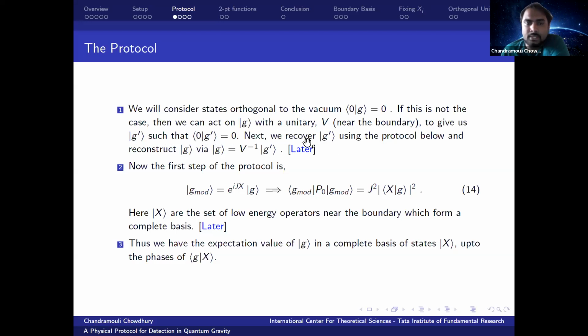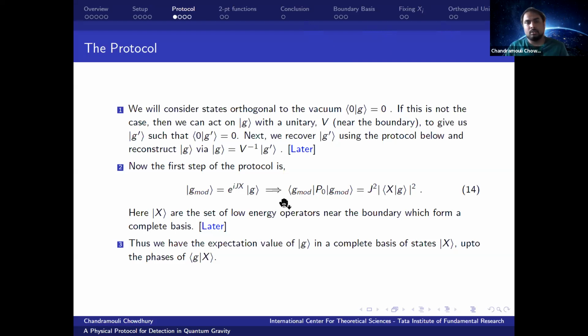Then using the protocol, which I'll describe below in more detail, I can recover G prime. And then I can reconstruct G by acting with the inverse of the unitary. We have an explicit construction in the paper of how you can construct the unitary, but if someone wants to hear about it right now, we can discuss it after the conclusion. It's in the section called orthogonal unitaries.